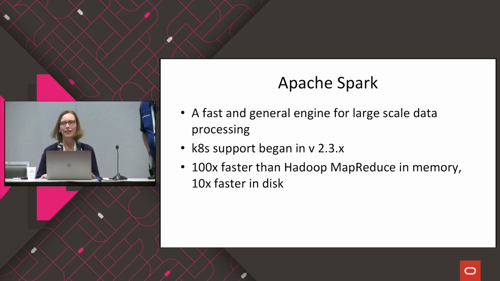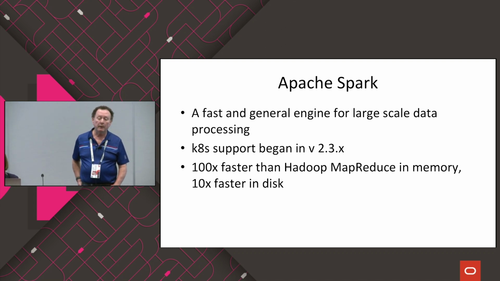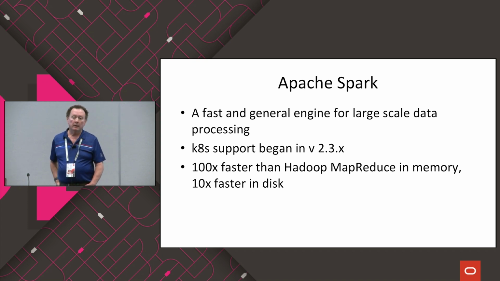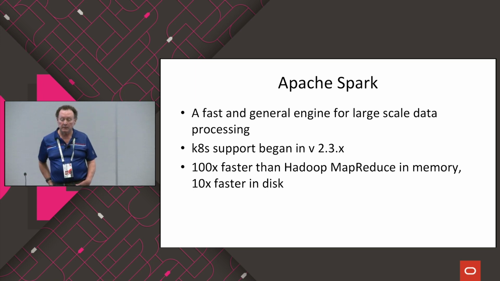So now we're going to get more of a deep dive into Spark and Kubernetes. Right, we're not going to do a real deep dive into Spark, but for people who are not at all familiar with it, this is boilerplate. Spark is a fast and general engine for large-scale data processing. The Kubernetes support started last year with 2.3x. The main thing about Spark is that it can run MapReduce type of stuff 100 times faster than Hadoop when running in memory, and when writing to disk and using a lot of disk, it's still 10 times faster.